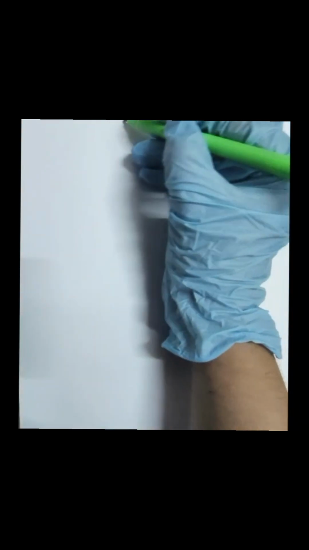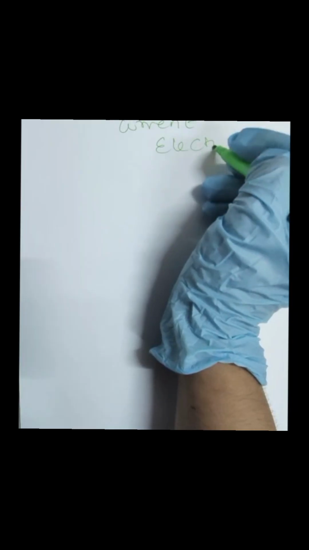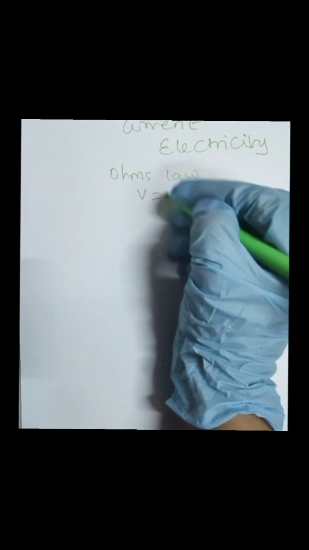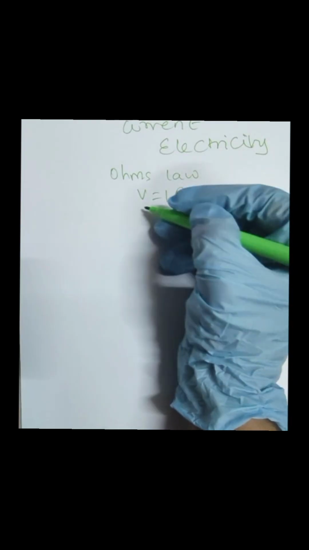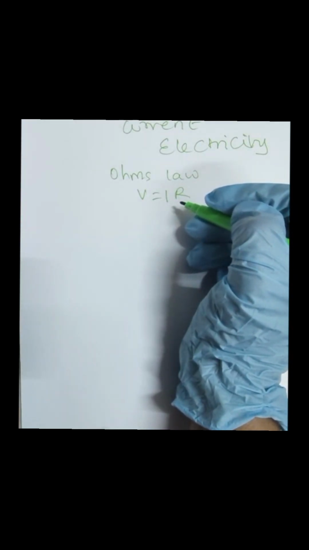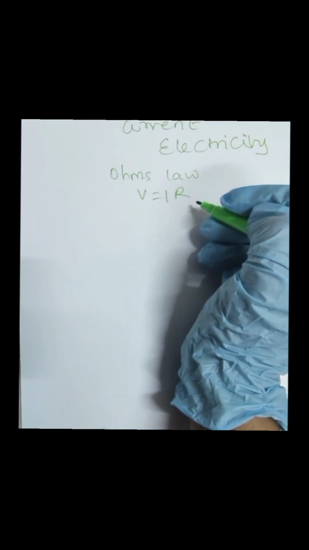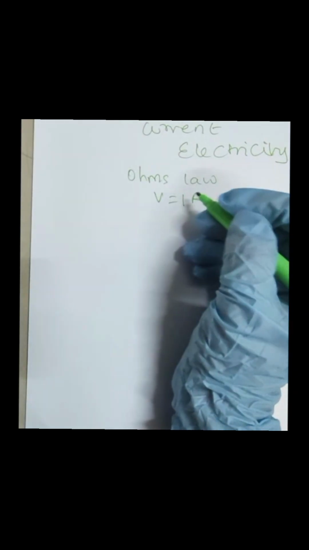Hello guys, let's do the current electricity chapter, a revision of formulas. First of all, let's start with Ohm's law. V equals IR, where V is the potential, I is the current, and R is the resistance, right?